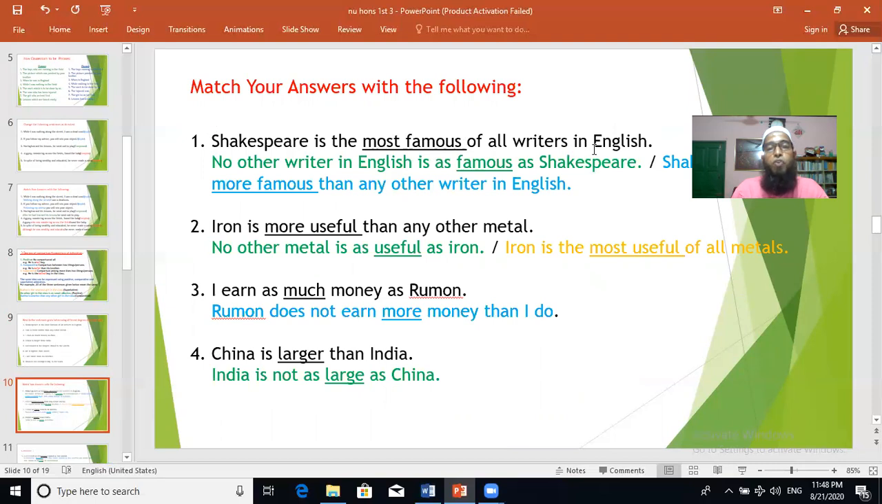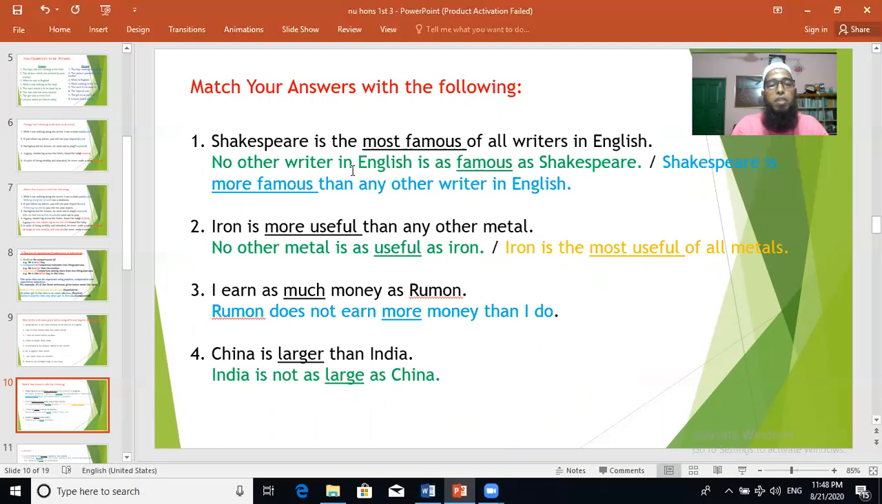Shakespeare is the most famous of all writers in English. It was the superlative degree. And look at the positive: No other writer in English is as famous as Shakespeare. So from superlative to positive, we use 'no other'. Shakespeare is more famous than any other writer in English. This is more famous, comparative. Iron is more useful than any other metal. The answer is: No other metal is as useful as iron. This is positive. Iron is the most useful of all metals. This is superlative.